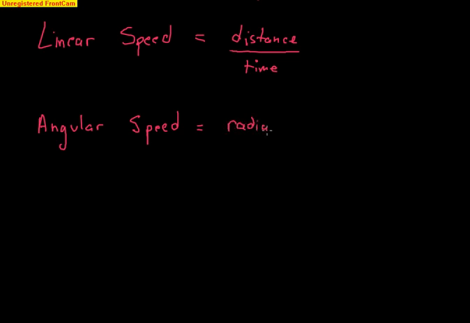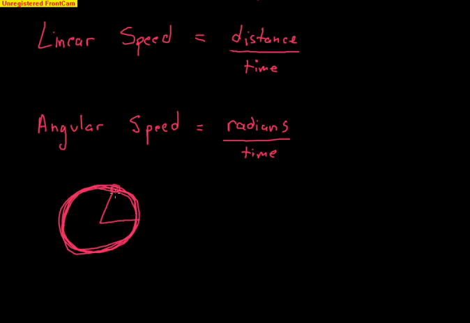Angular speed is the radians per unit of time. So angular speed is how many radians per unit of time that object is traveling. Think about an object that's traveling in this circular path here. As that object is moving, its speed is its linear speed, right? That's distance per time. And it also has an angular speed because of this angle.